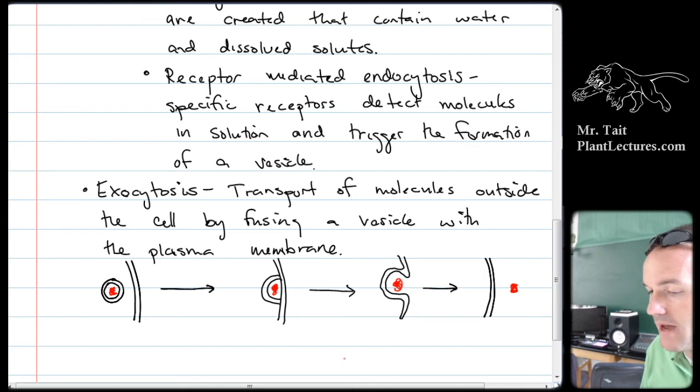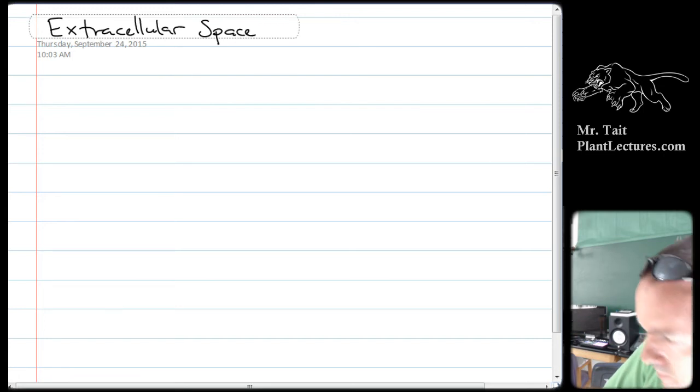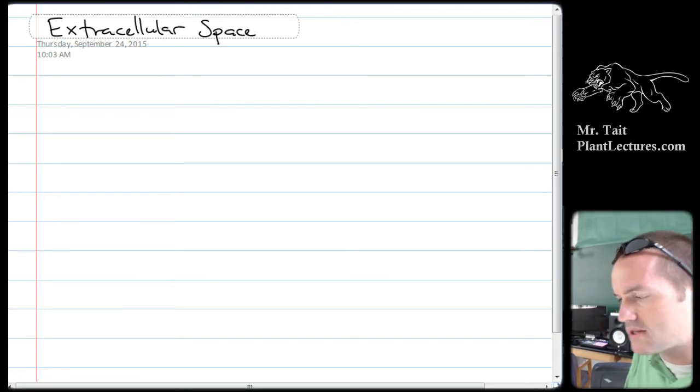Okay, so now we're going to talk about two different situations where cells can be. Okay, so we're talking about larger now. We're getting bigger picture. We talked about organelles, then we talked about cells, and now we're going to talk about how cells actually interact with one another. Okay? And so we're going to call this extracellular space. Okay? And there's really two types of extracellular space.